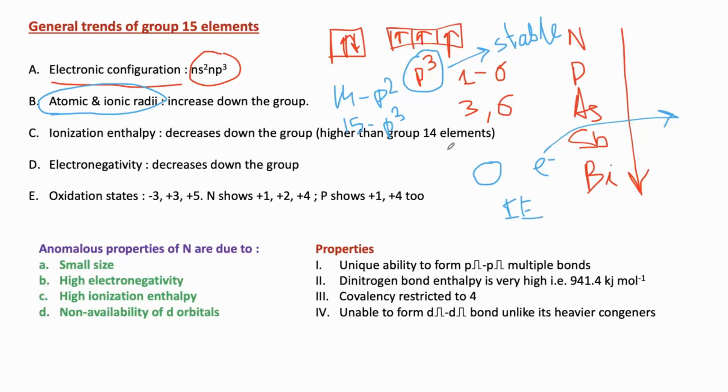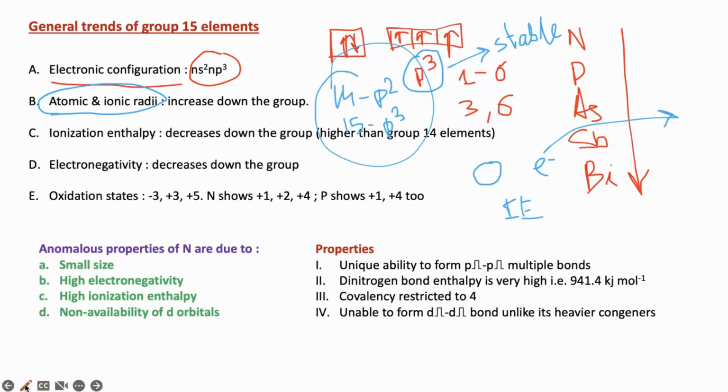But in general, the energy required to pull off the valence electron for group 15 elements is much higher than for group 14 ones. And this is the reason why: the half-filled electronic configuration is very stable for the group 15 elements.